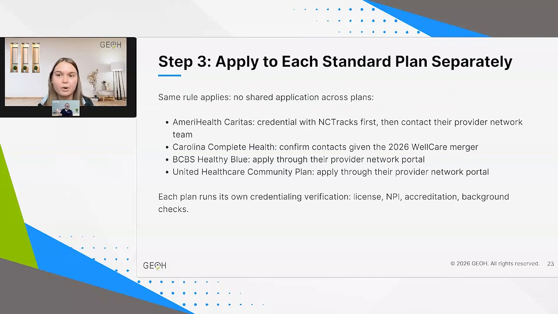So if you aren't already set up with all 4 standard plans, you're going to want to get started with them. The same rules apply: no shared application process, it's all different. So you're going to go through AmeriHealth Caritas, Carolina Complete Health, Blue Cross Blue Shield, and United Healthcare Community Plan.